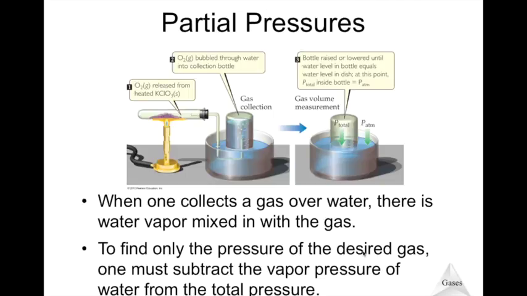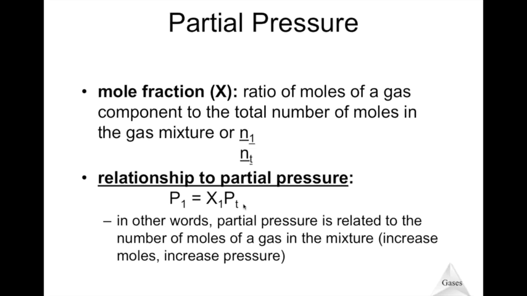So if you collect a volume of gas over water, there's going to be water vapor mixed in with that gas. If you want to find just the pressure of the desired gas, you can subtract the vapor pressure of the water. We'll also talk about mole fractions in your gases. Basically it's the ratio of the moles of a gas component to the total moles of the gas mixture. And that relates to the partial pressure. So if you increase the number of moles, you're going to increase that gas's partial pressure, which makes sense, right?